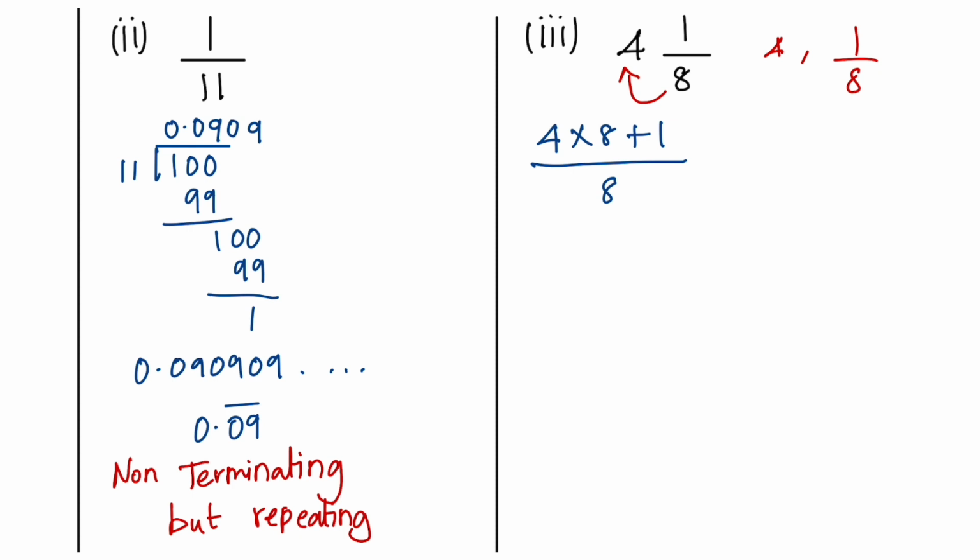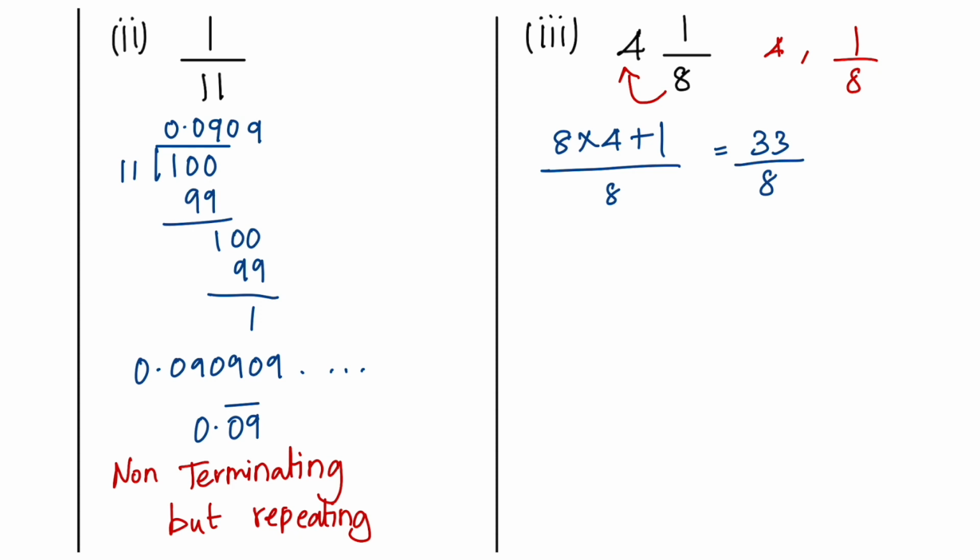Okay, 8 into 4 plus 1. Let me just rewrite this. It's not 4 into 8, it's 8 into 4. I'll write it again. 8 into 4 plus 1 divided by 8. That is 8 times 4 is 32. 32 plus 1 gives you 33 divided by 8. Okay, that is the number.